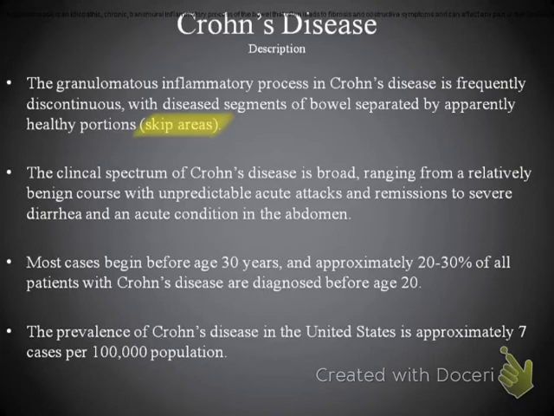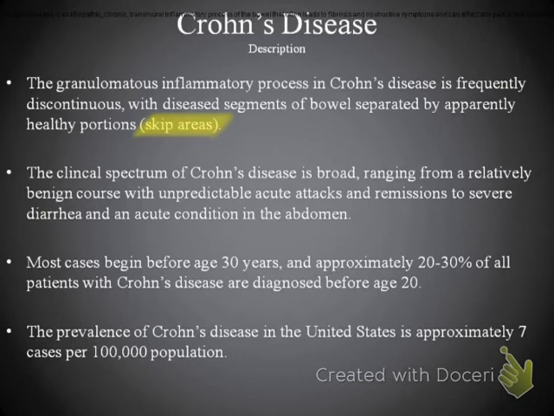The clinical spectrum of Crohn's disease is broad, ranging from a relatively benign course with unpredictable acute attacks and remissions to severe diarrhea and an acute condition in the abdomen. So basically, it can take two courses. You can either have acute cases followed by periods of remission where things don't bother you and then flare up again, or you can pretty much always have active Crohn's disease.